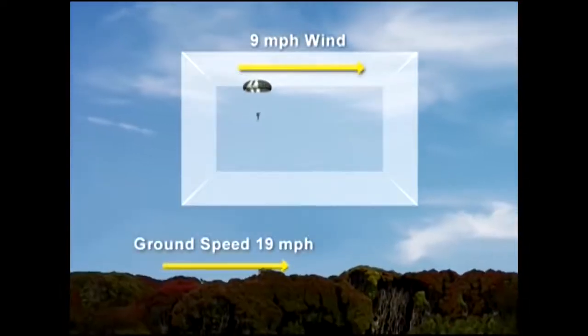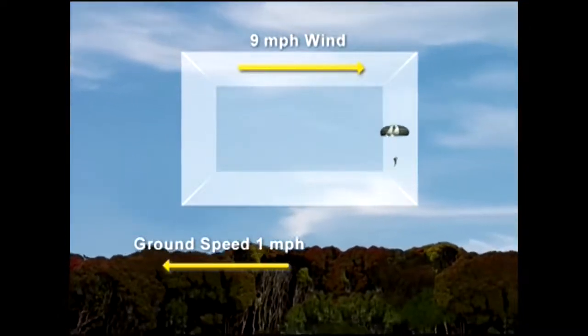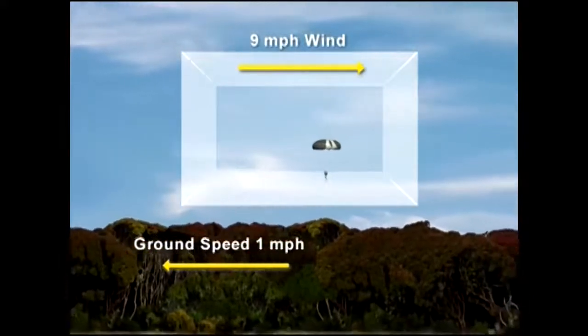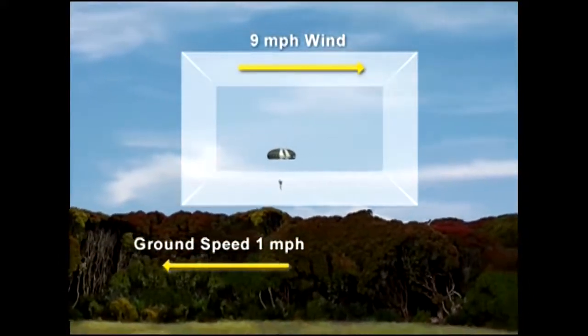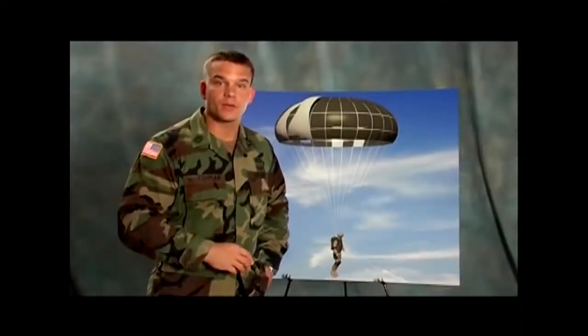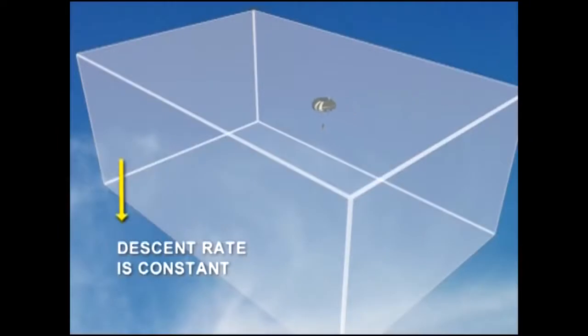Now our block of air looks like wind. The block of air moves across the ground and the canopy moves within this block of air. Airspeed is always the same, but ground speed depends on which way the canopy is faced. Incidentally, for the same reason, descent rate is unrelated to the wind. A parachute's descent rate is the same no matter what direction it's faced in relationship to the wind.